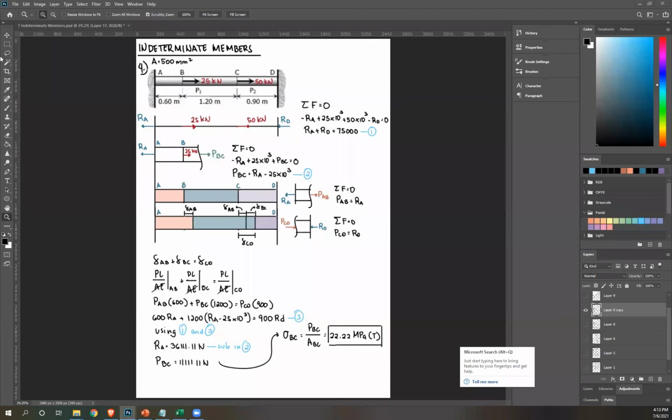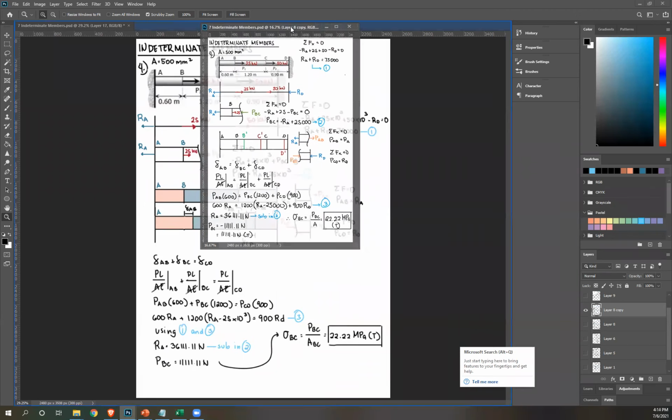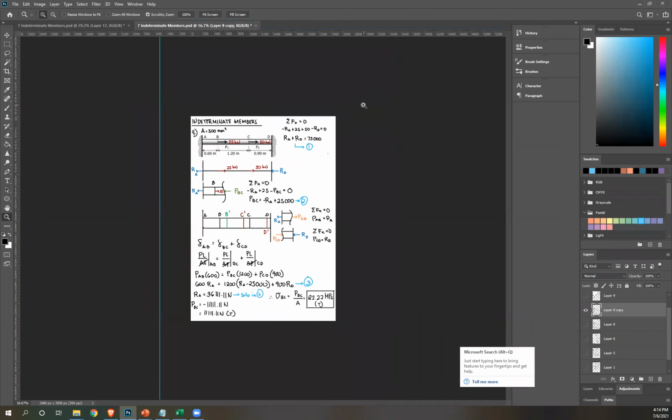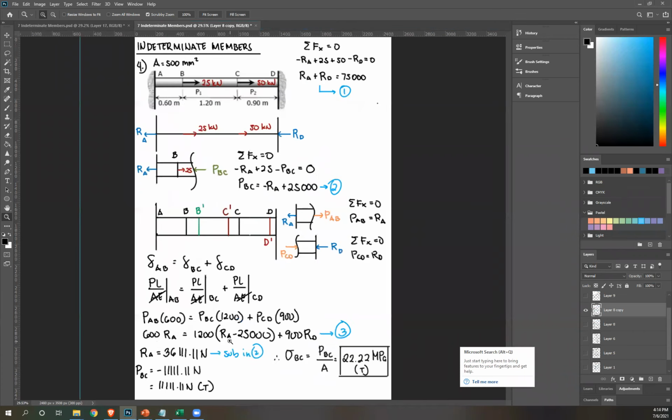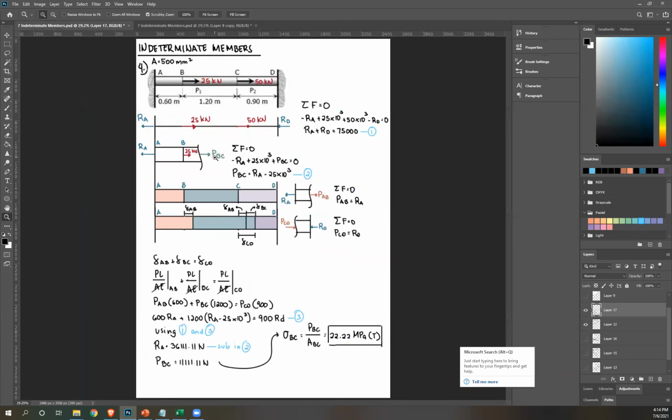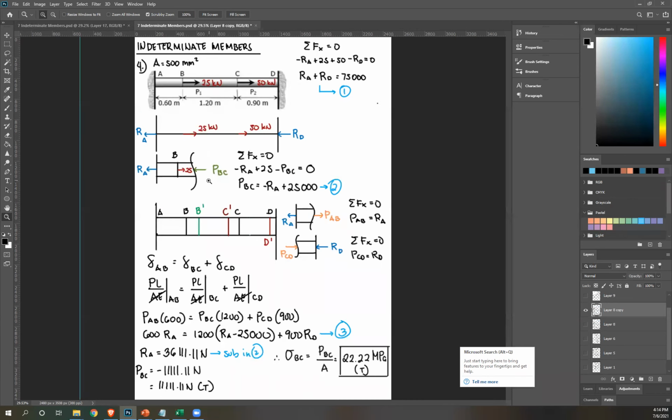Okay, great. Now, what if your assumption was incorrect? You assume this was in compression. What will happen? Let me show you. Okay, so that's what will happen. The first part is the same, right? You still got your equation number 1. Now here, instead of assuming tension, you assume compression. So your new equation will become this. PBC is now negative RA plus 25 times 10 raised to 3.